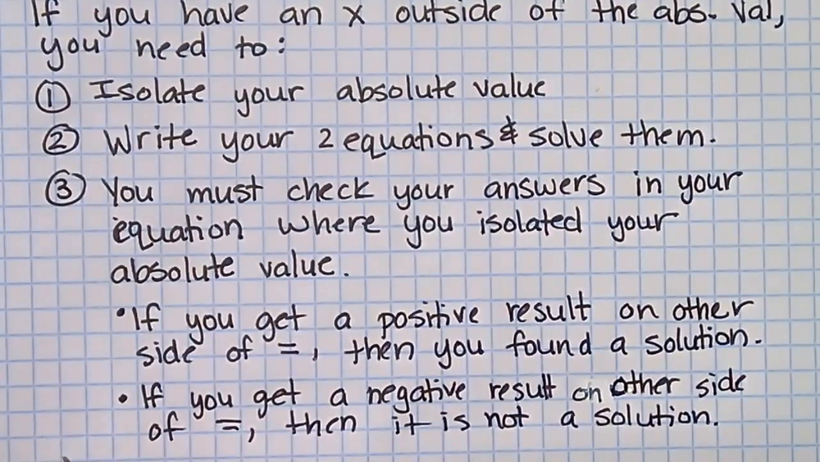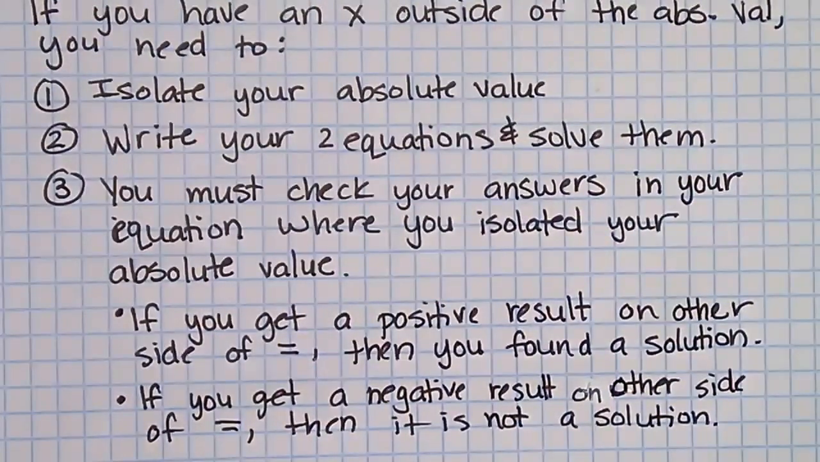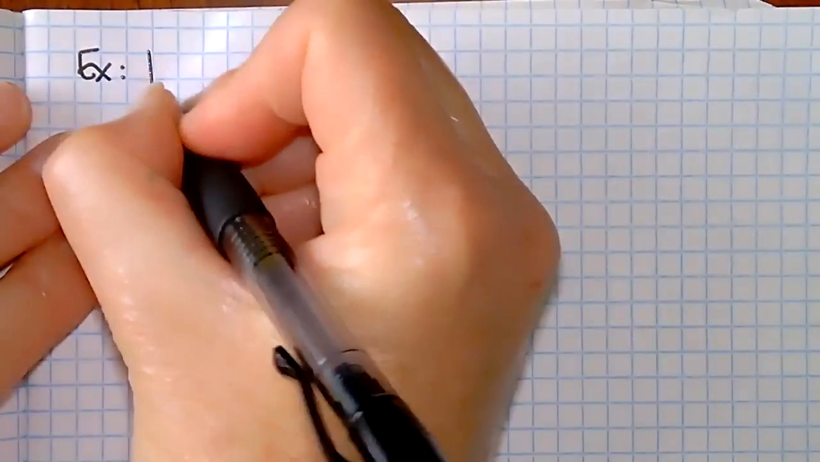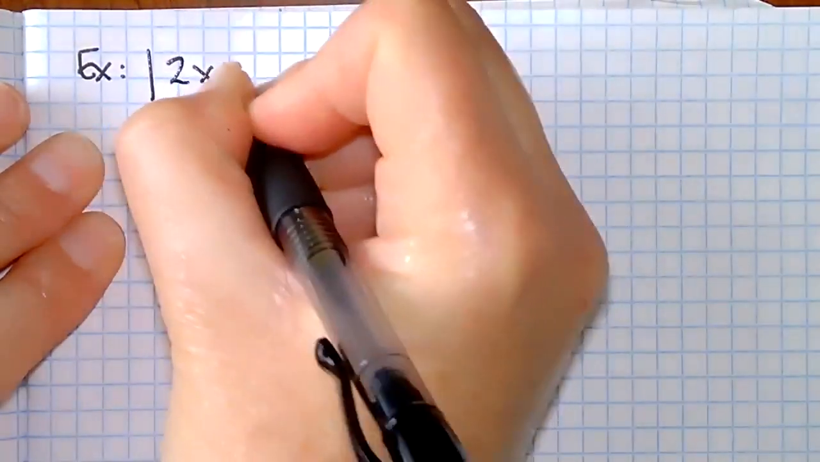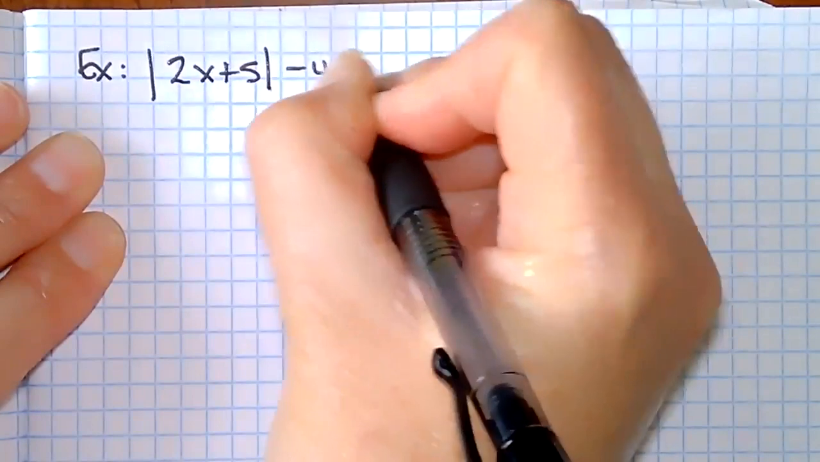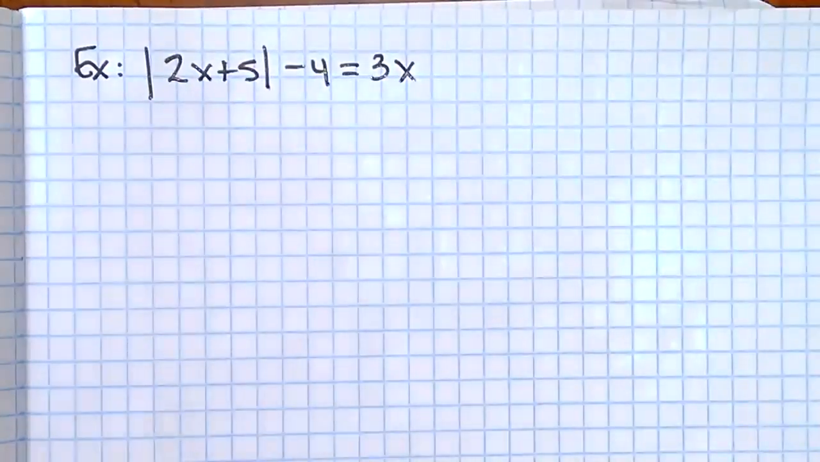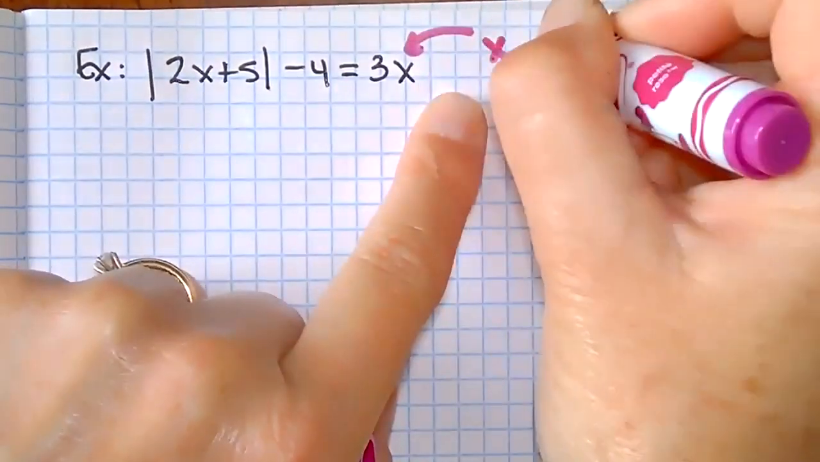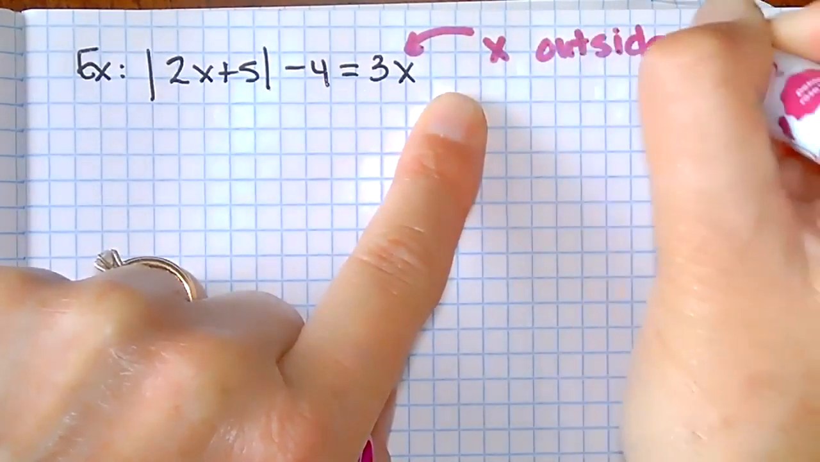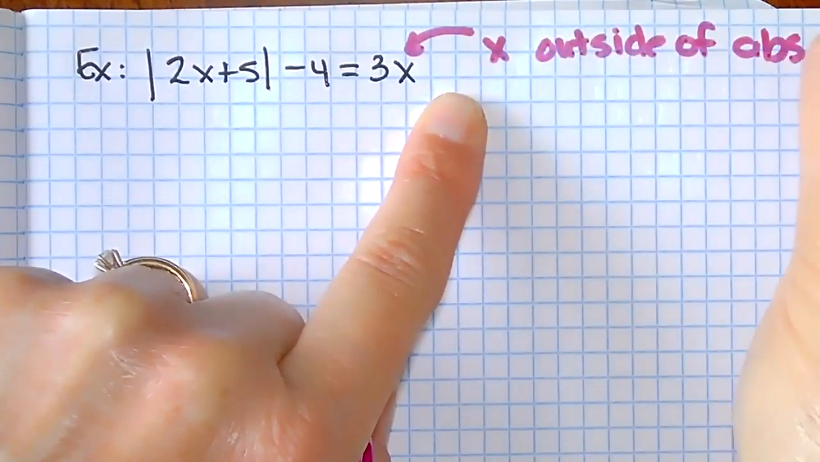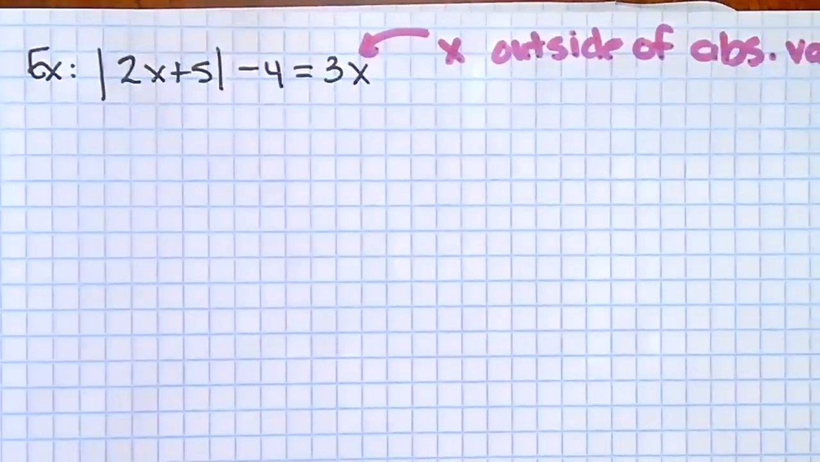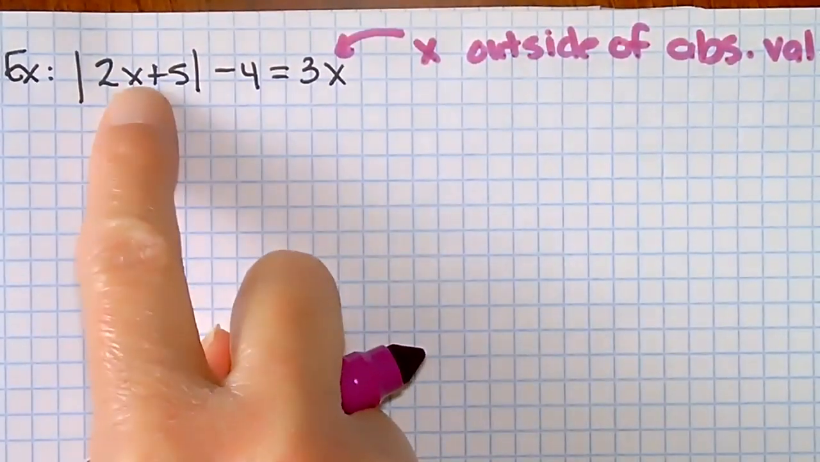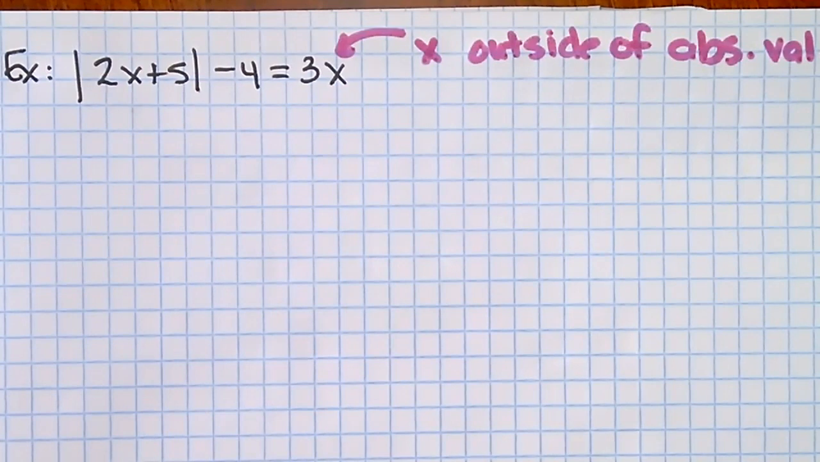So I'm actually going to flip my page. Okay, so let's say for our example, we have the absolute value of 2x plus 5 minus 4 equals 3x. Again, what you want to notice here is you have x outside of the absolute value. Now, I have an x here, but I'm really concerned that I have an x there. That's where the problem is.